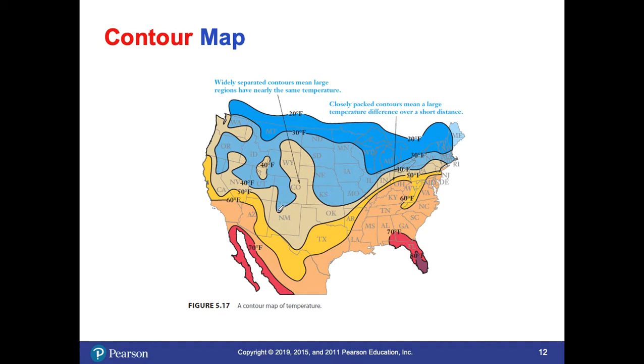And one could imagine that maybe these are the Rocky Mountains here, which is why these low temperatures are reaching down into the southern part of the United States. It's probably because we have the Rocky Mountains here. And obviously, we live in Southern California, so we have much higher temperatures on average. This is known as a contour map.